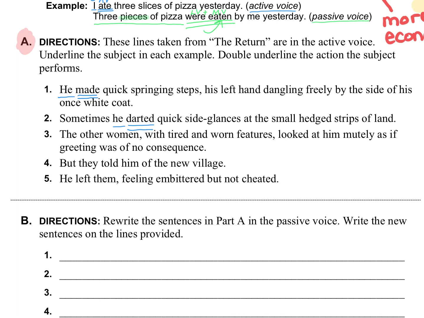Number 3, the other women with tired and worn features looked at him mutely as if greeting was of no consequence. Homer, what is this sentence about? Now, this one's more complex. If you need time, go ahead and pause it. Homer, what this sentence is about is women. That is the simple subject. Feel free to underline the complete subject, which is the other women. It doesn't make any difference. What did the other women do? They looked is our action verb. So underline that twice.